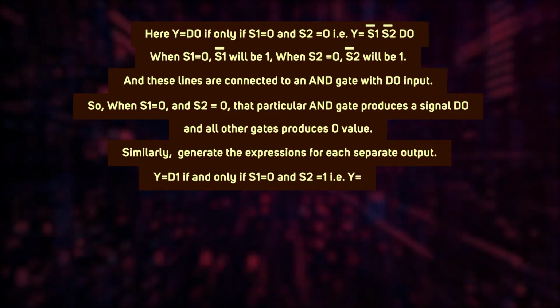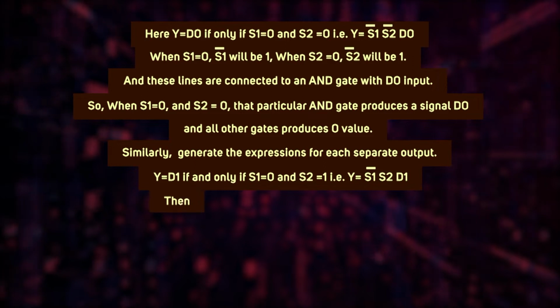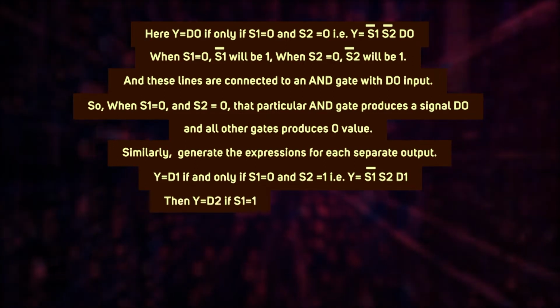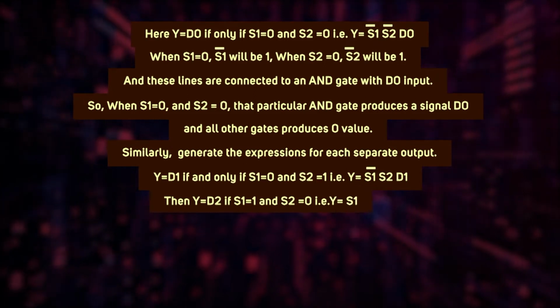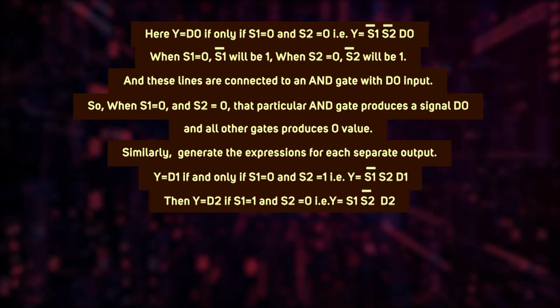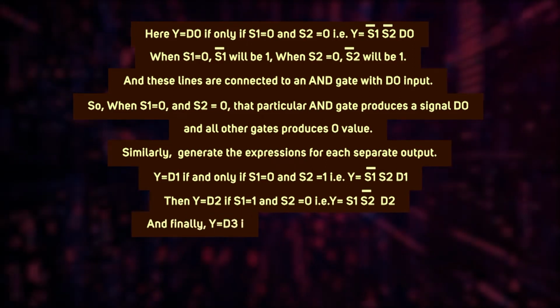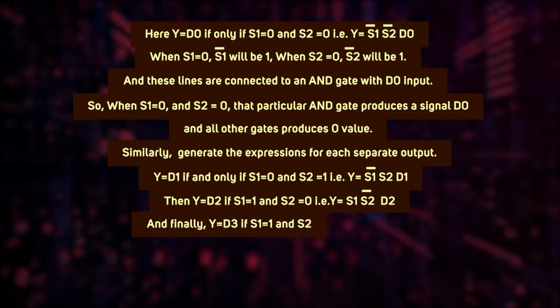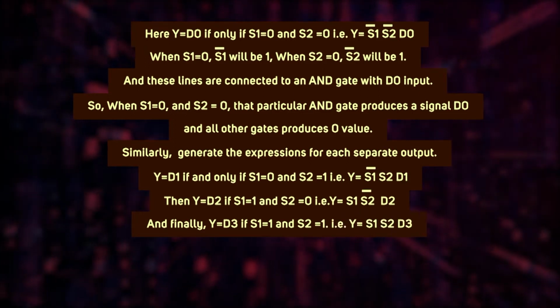That is y equal to S1 complement S2 d1. Then y equal to d2 if S1 equal to 1 and S2 equal to 0. Then y equal to S1 S2 complement d2. And finally, y equal to d3 if S1 equal to 1 and S2 equal to 1. Then the expression becomes y equal to S1 S2 d3.